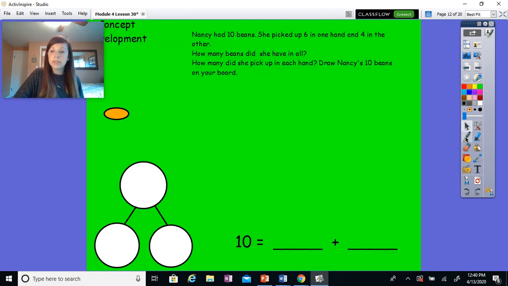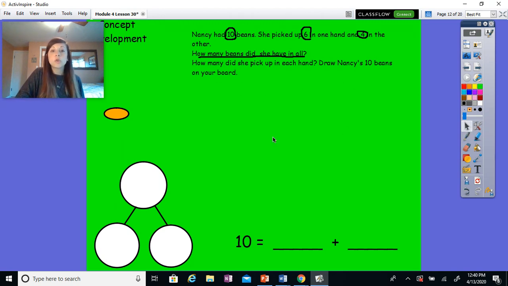Okay, here we go. Help Miss Dolphin read our question. Nancy had 10 beans. I'm going to circle my number. She picked up 6 in one hand and 4 in the other hand. So she split up the beans into her 2 hands. How many beans did she have in all together? How many did she pick up in each hand? Draw Nancy's 10 beans on your board.